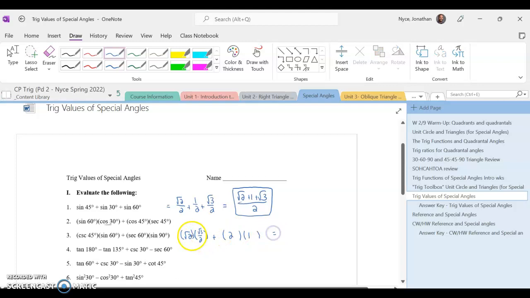So when we simplify that, we can do the square root of 2, think of that as being over 1, times the square root of 3 over 2, which gives us root 6 over 2, plus 2 times 1, which is just 2.